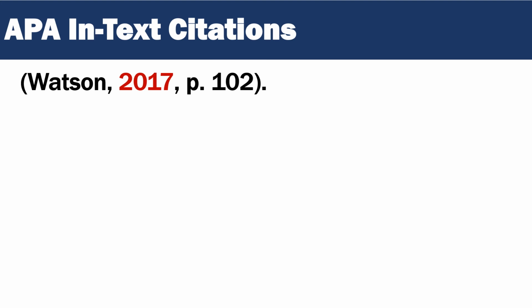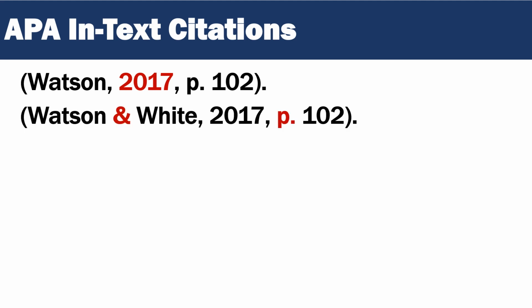When there is one author, the full citation will come at the end of your sentence: author, year of publication, and page number. For example, (Watson, 2017, p. 102). Note that there are commas separating the information and a "p." goes with the page number. If you do not have an author but only a title, you will put that here instead of the author. And if any other information is not available to you, then you may simply skip it.